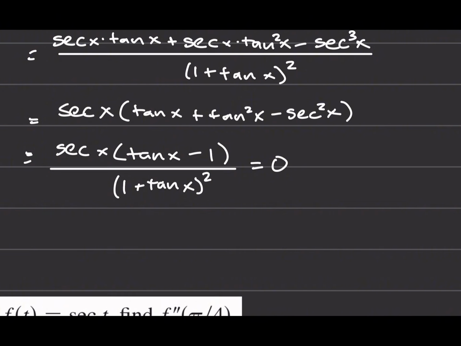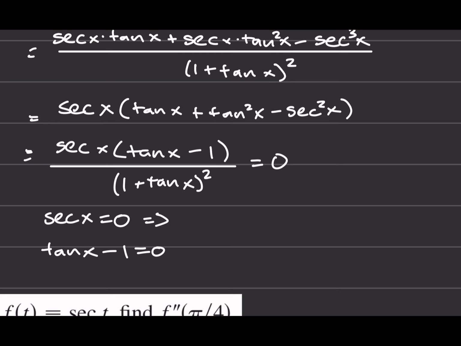We need to see when is secant x equal to 0, because if that's the case, then this whole fraction is going to be equal to 0. And then we have to look at when tangent x minus 1 is equal to 0. So secant x is equal to 0, tangent x minus 1 is equal to 0, right? When that happens, the whole thing is going to be 0. So we're going to have a horizontal tangent.